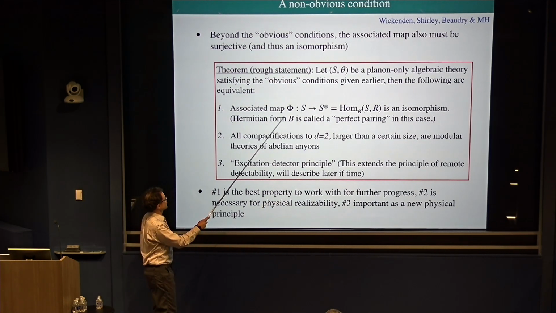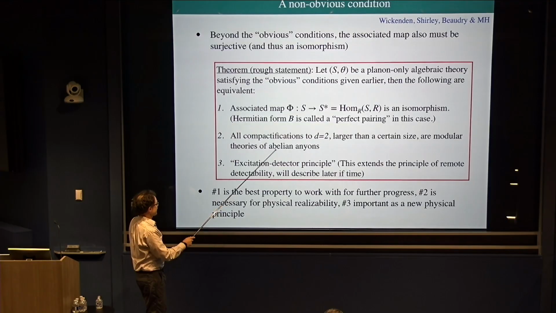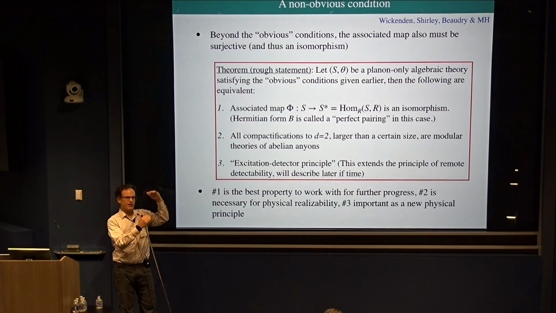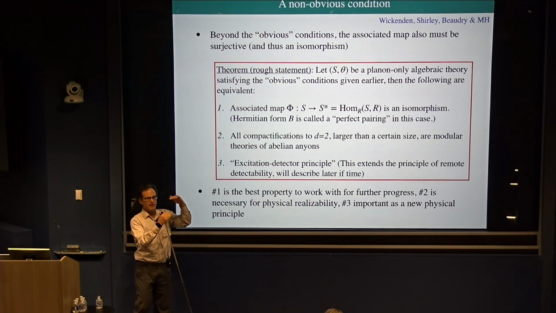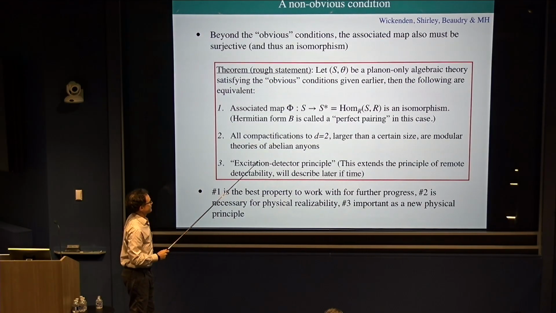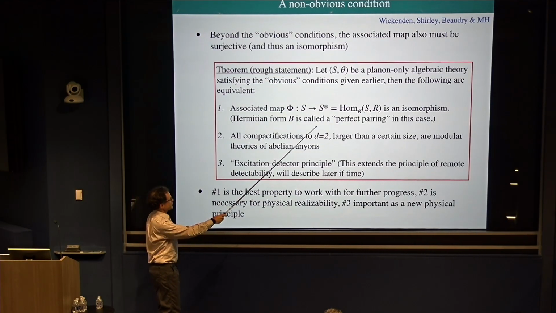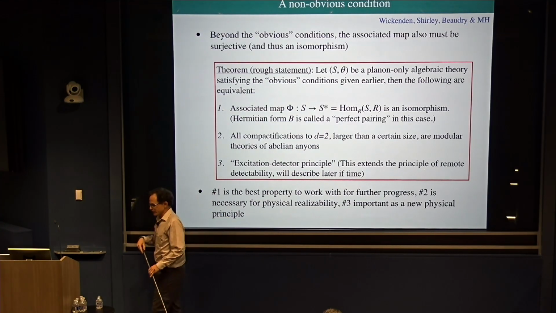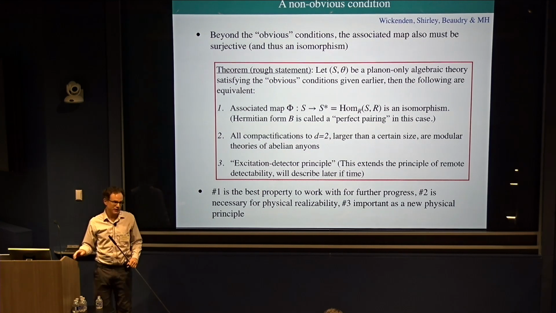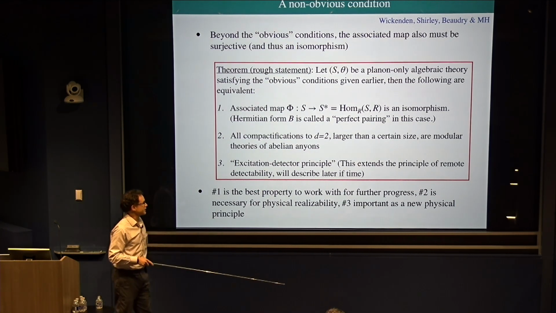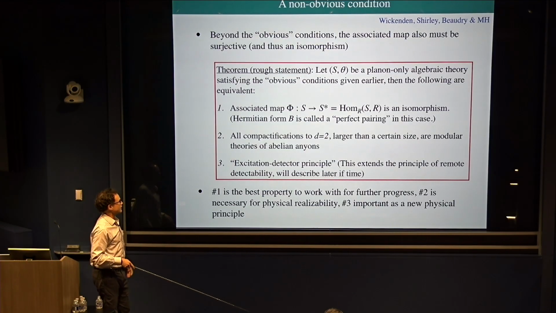And why is that true? The condition that phi is an isomorphism is equivalent to a more physical condition: if we compactify the system to 2 dimensions in the stacking direction, basically you can think of it like a big 2D anyon theory. Once you do that, this condition is equivalent to all those compactifications to 2D being modular theories of abelian anyons. And that has to be true for all the compactifications larger than a certain size, okay? Because the non-modular theories are not realizable.